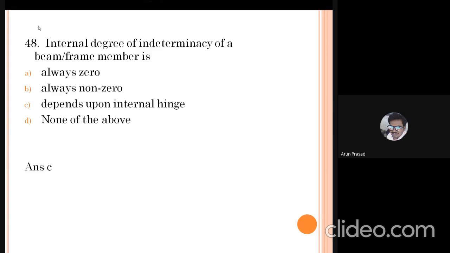So it will not be 0 or non-zero. We can't say accurately whether it is 0 or non-zero. If you have 2 hinges, the indeterminacy will be 2. If it's 1 or 0, it will vary depending upon the internal hinges provided.